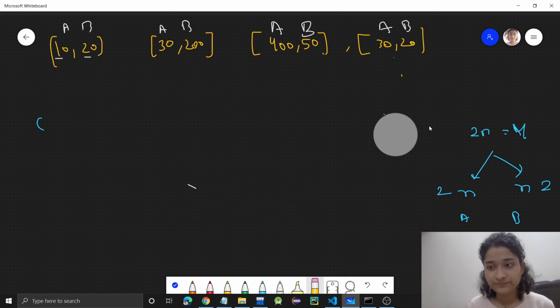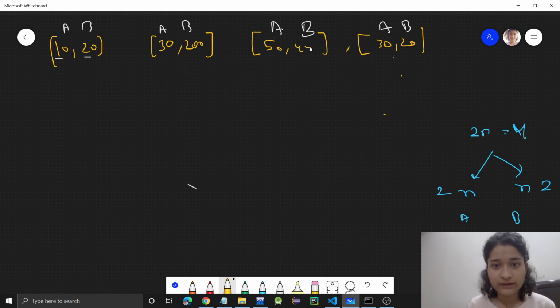So see, I'm just interchanging these values. 50 I'm writing for city A and 400 I'm writing for city B. Now see what will happen. I'm taking the cost variable as 0 initially.